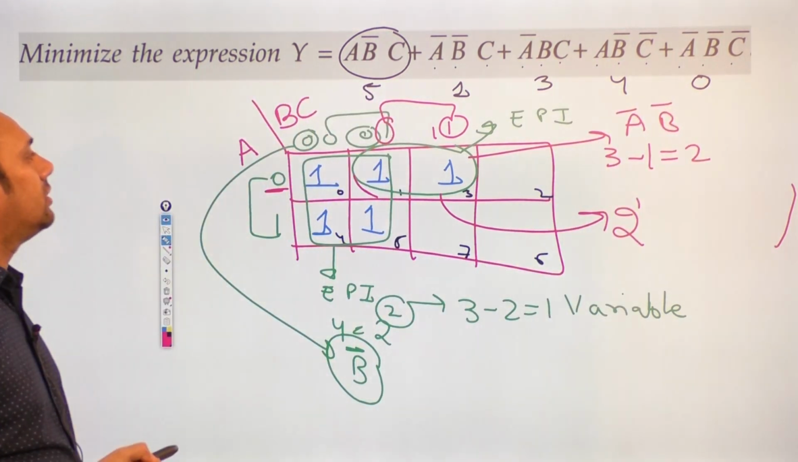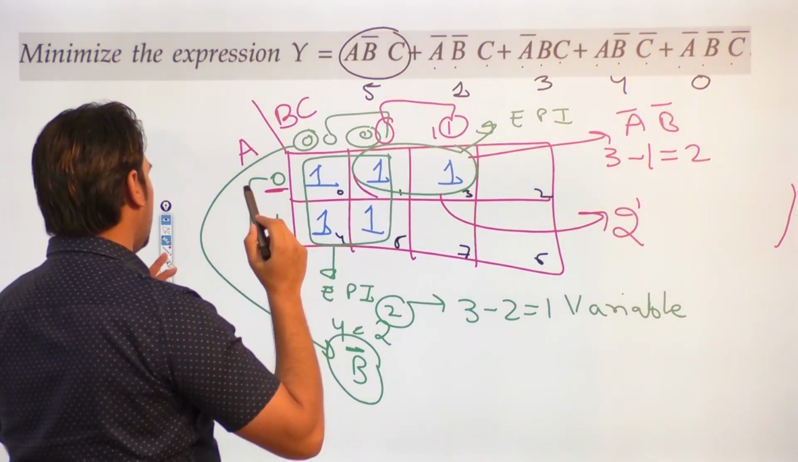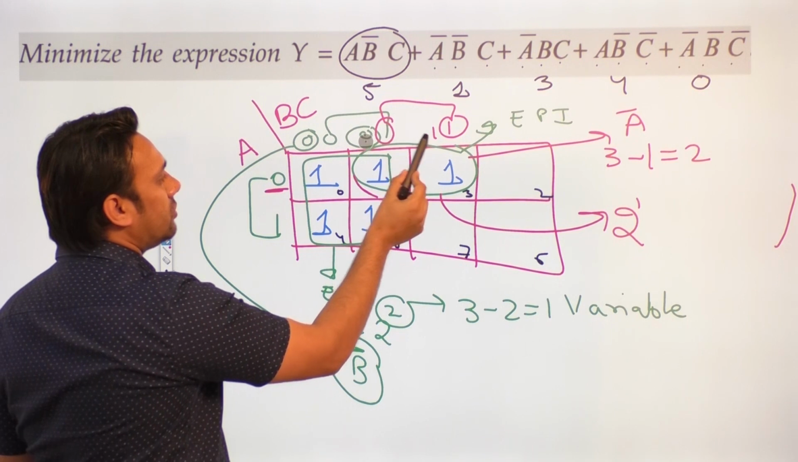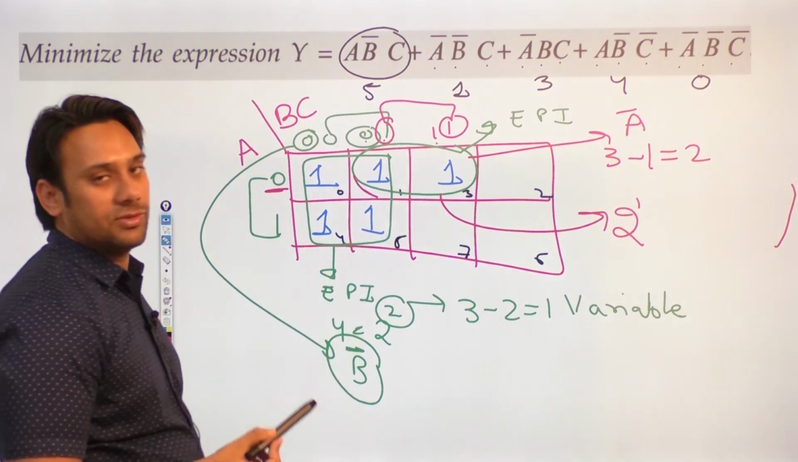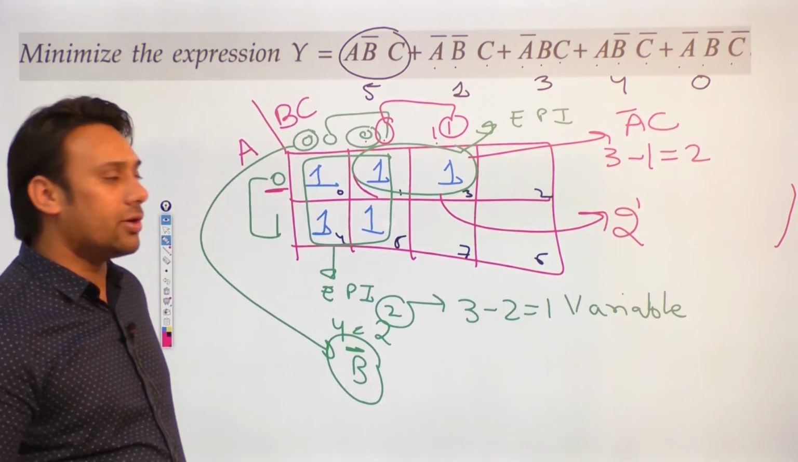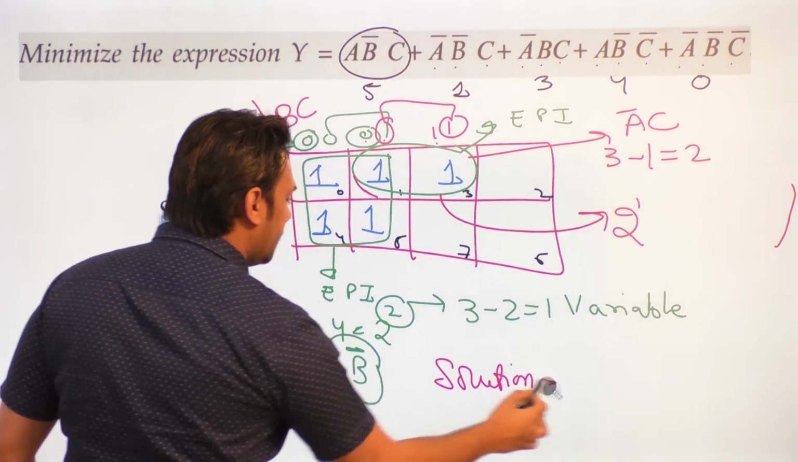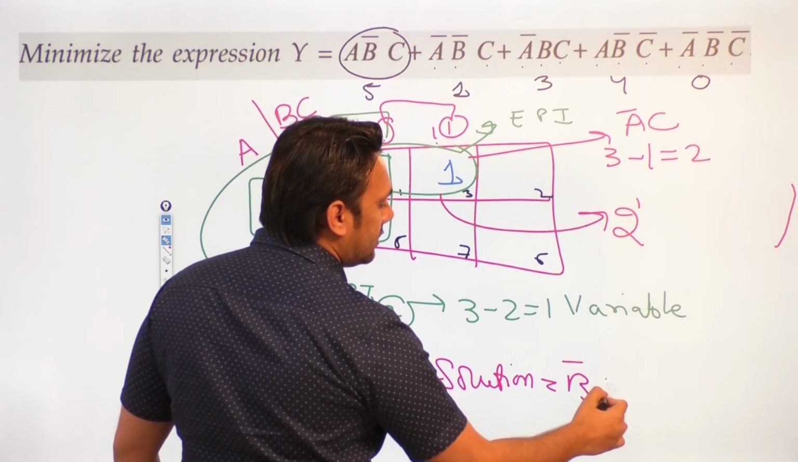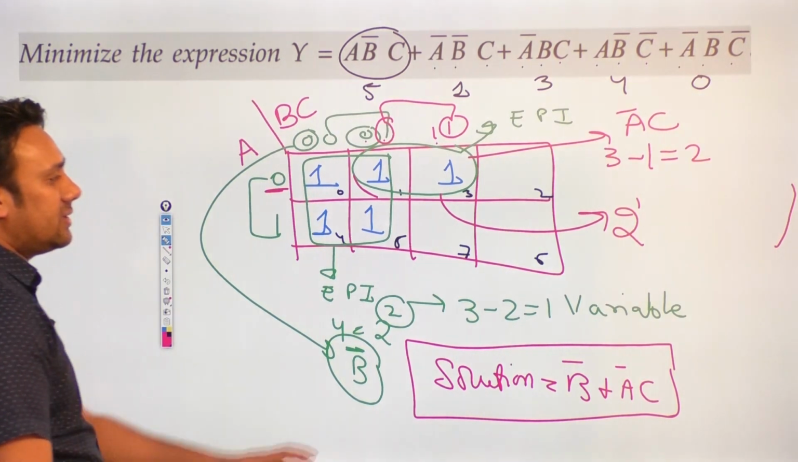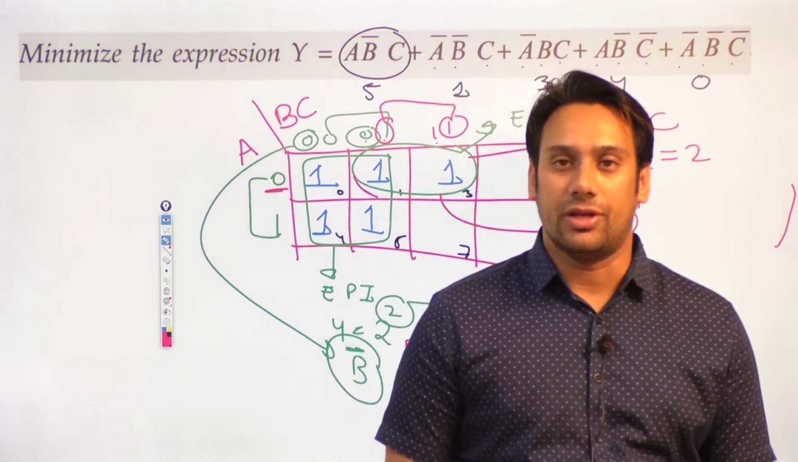I'm so sorry, in this subcube C is not changing, only B is changing. So B is changing from 0 to 1, but C is remaining the same. C is 1, therefore here I will get A complement C. What will I get from here? A complement C. Therefore, what is the solution here? What is the solution equation? The solution will be B complement plus A complement C. This is the solution equation for this given expression.